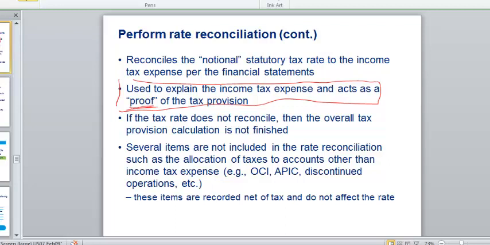Okay, so rate rec. Use it as your mechanical proof. Use it as your storyteller. Those are the keys.